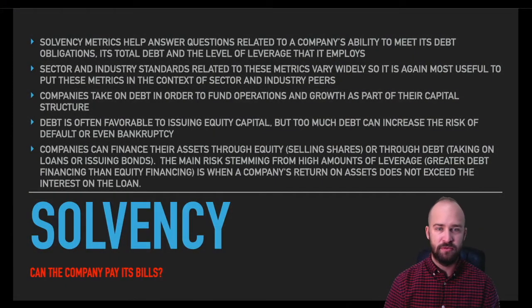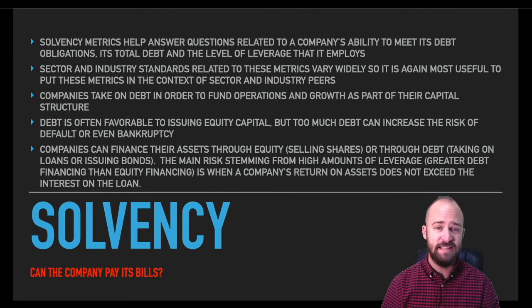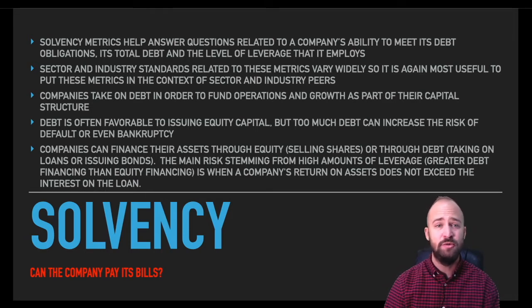Solvency in general just refers to a company's ability to meet its debt obligations. It also refers to a company's total debt level and the leverage that it employs. So in regard to its debt obligations, we're talking about making payments, both principal and interest payments on things like loans or against any bonds that a company has issued. Total debt just refers to the absolute value of the debt that a company has accumulated, while leverage refers to the relative proportion of a company's debt funding to its equity funding.